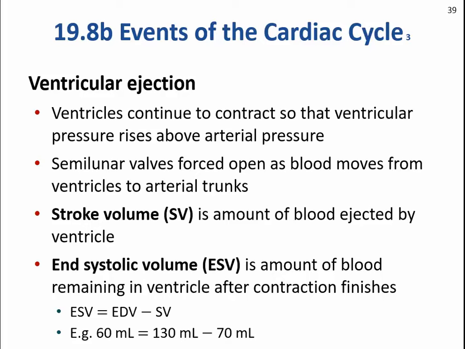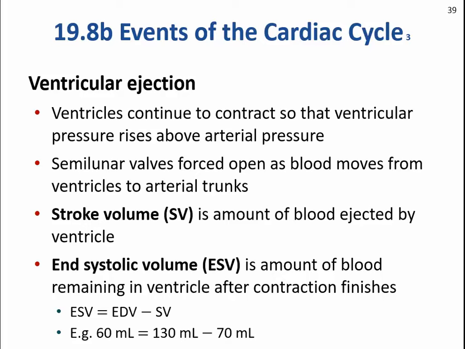There's always some blood left in the ventricles. And then systole ends. So we call this the end systolic volume. This is the amount of blood that's left over after blood has left. So really, the stroke volume is the end diastolic volume minus the end systolic volume.